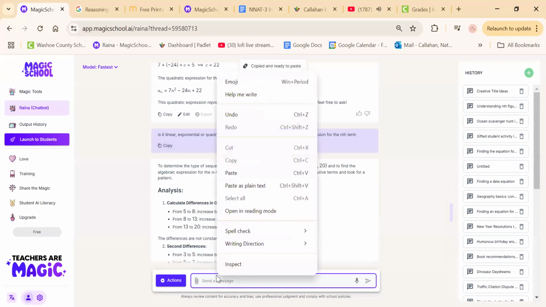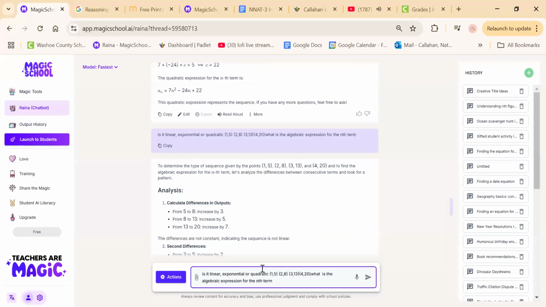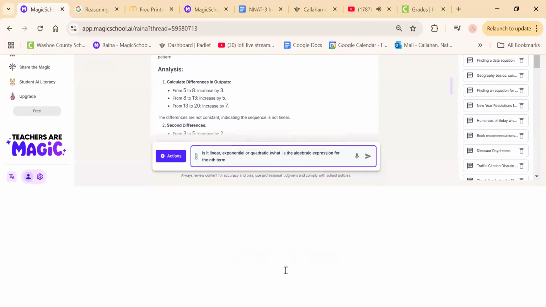I'm going to ask the same question. You know, you could just copy and paste, right? Is it linear, exponential, quadratic? And what are the numbers? 1, 6. Next one, 2, 12. Next one, 3, 24. And next one, 4, 48. Okay, next one, 5, 96. Okay, that should be enough.